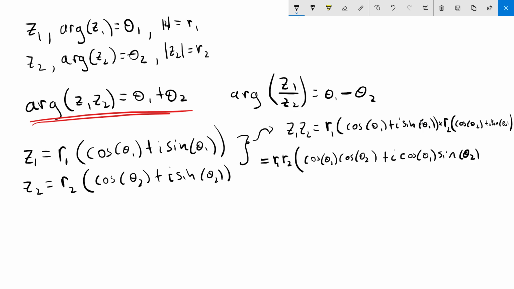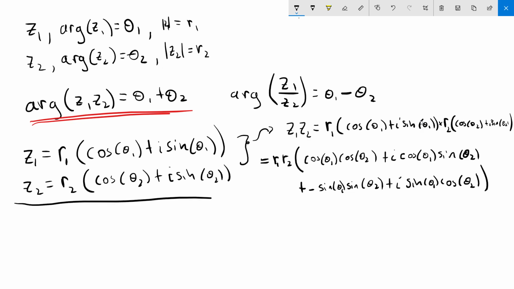Right? And then on the bottom here, I'm going to do the imaginary part. So the real part first, I'm going to do this term times this term. We get minus sine of theta 1, sine of theta 2. And then our last term would be sine of theta 1, cosine of theta 2 times i. So plus i sine of theta 1, cosine of theta 2. Okay. I've written it this way purposely because the real components go here and the imaginary components are here. So, how does this help us?